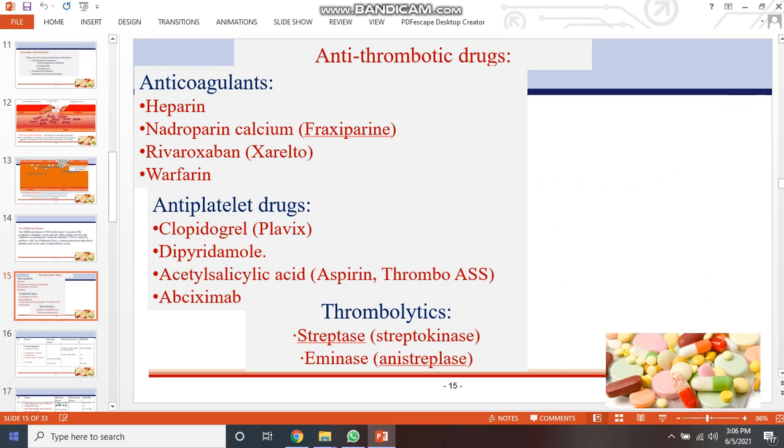Antithrombotic drugs. Anticoagulants: heparin, nadroparin calcium, apixaban, rivaroxaban, that is Xarelto, and warfarin. Antiplatelet drugs: clopidogrel, dipyridamole, acetylsalicylic acid, and abciximab. Thrombolytics: streptase and alteplase.